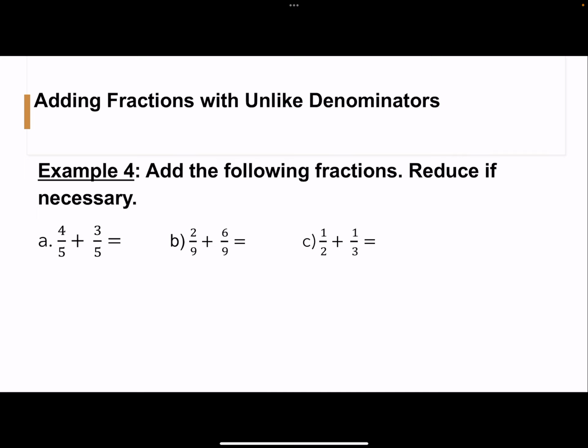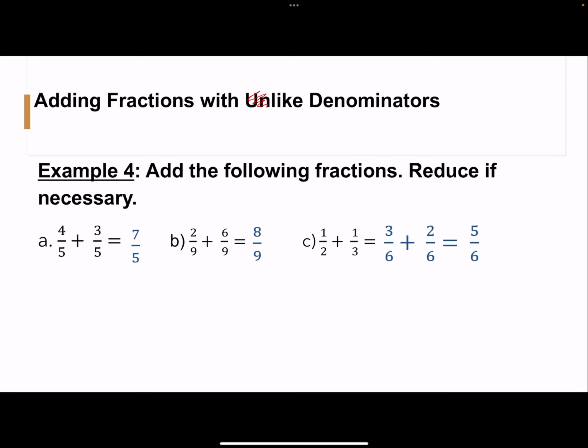Let's look at some other examples. Here we're adding fractions with like denominators. To start off with, 4/5 plus 3/5 gives me 7/5. I keep the same denominator, and I add my numerator. Example B, 2/9 plus 6/9 gives me 8/9. I already have the common denominator, I keep it, I add my numerator.